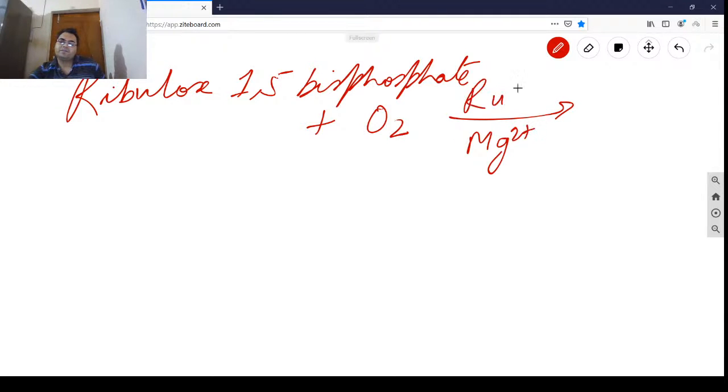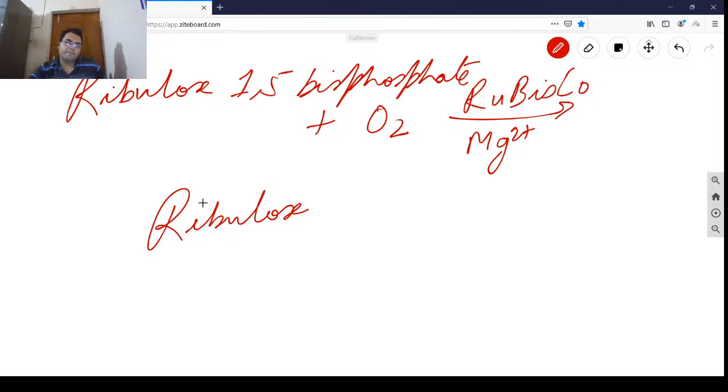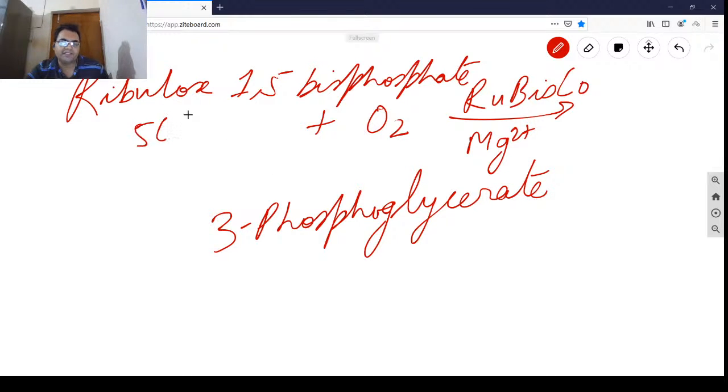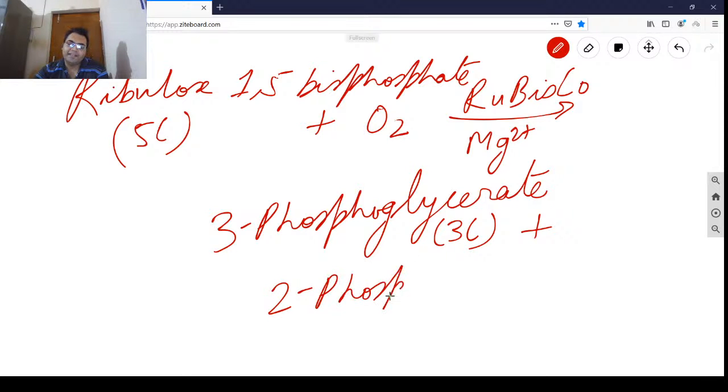Rubisco will generate 3-phosphoglycerate. It cannot generate 2 molecules of 3-phosphoglycerate here, because the total number of carbons is 5 and this is a 3-carbon molecule. If you need to generate 2, you need 6 carbons, but 6 carbons are not accessible. This is one O2, not CO2. So the other product will be a 2-carbon molecule known as 2-phosphoglycolate.